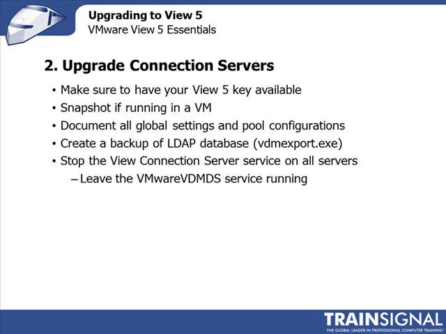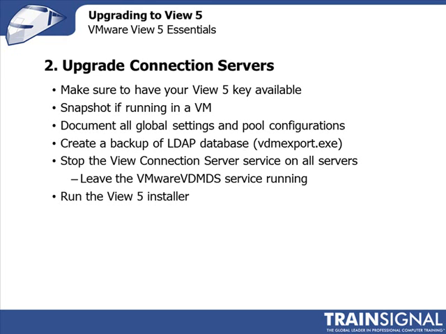Once that's all done, we want to stop the View connection server on all of the servers in our environment. This includes the connection server, the replica servers, and the security servers as well. You do want to make sure to leave the VMware VDM-DS service running. This is the service that supports our LDAP database, and that needs to be up and running so that the upgrade process can update the database as well. Then we can finally run the installer.